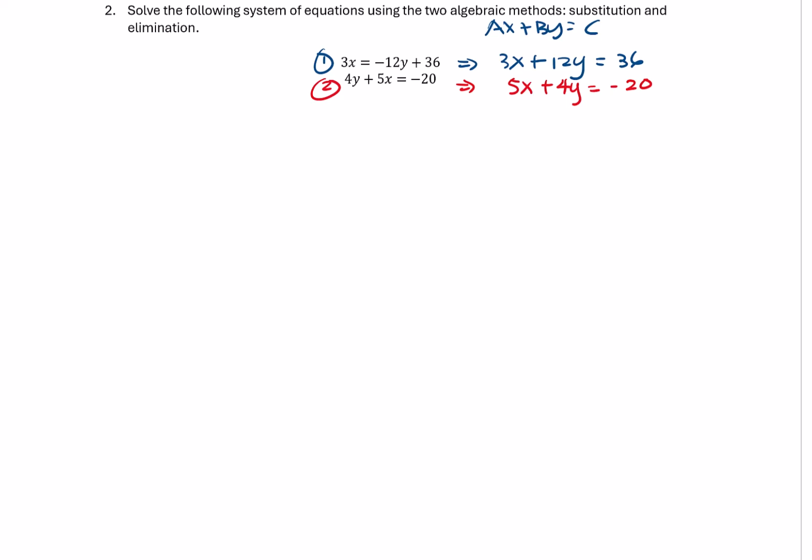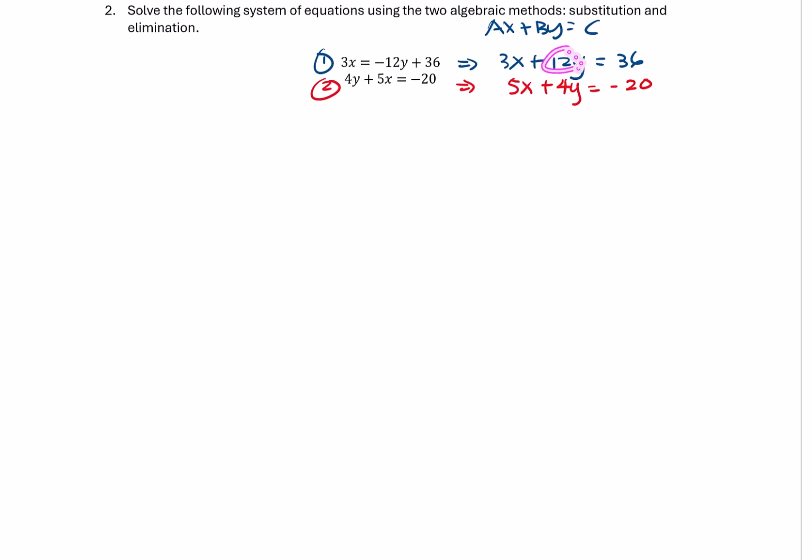Now we cannot easily eliminate a variable here because the variables have different coefficients. So our goal is to make the coefficients the same so that when we add or subtract the terms, at least one of the terms will get eliminated. So let's think about where 3 and 5 would meet. Think about their multiples. 3 would get up to 15 and 5 would get up to 15. So 15 is a common multiple of 3 and 5.